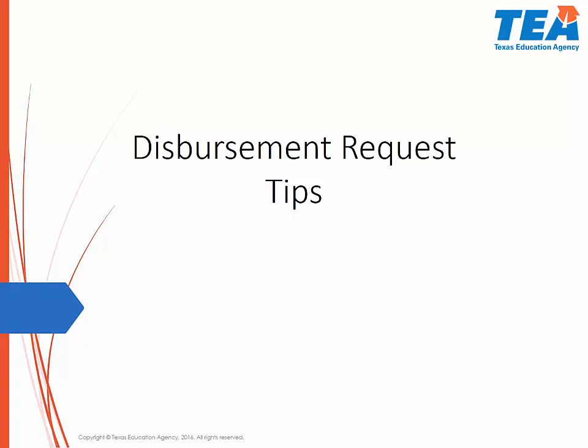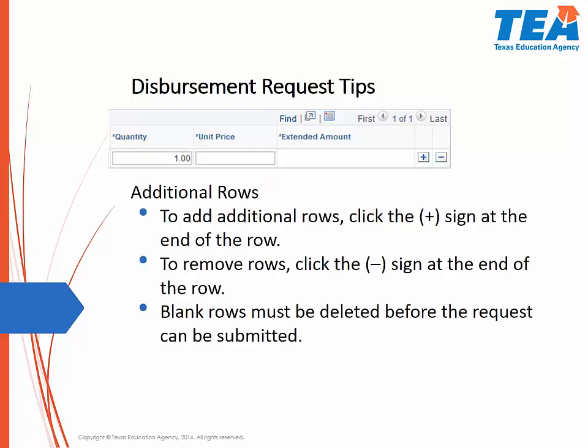When you have multiple ISBNs or items to enter into your disbursement, you will need to add a row by clicking on the plus symbol at the end of the row. If you need to delete a row because you no longer need it, click on the minus symbol at the end of the row. If you have any blank rows, you will need to delete that row because you will not be able to submit to TEA if this is not done.